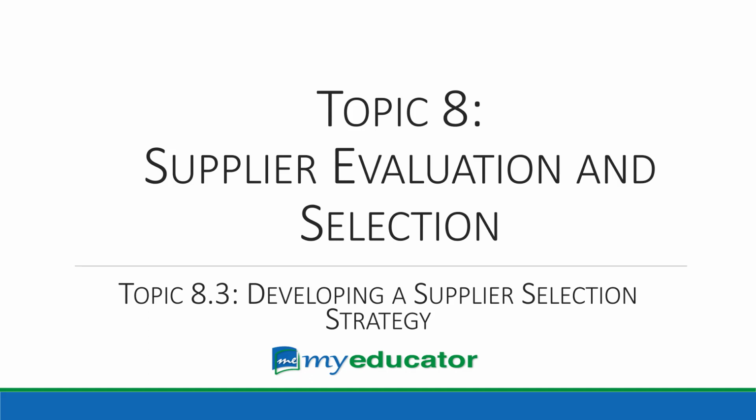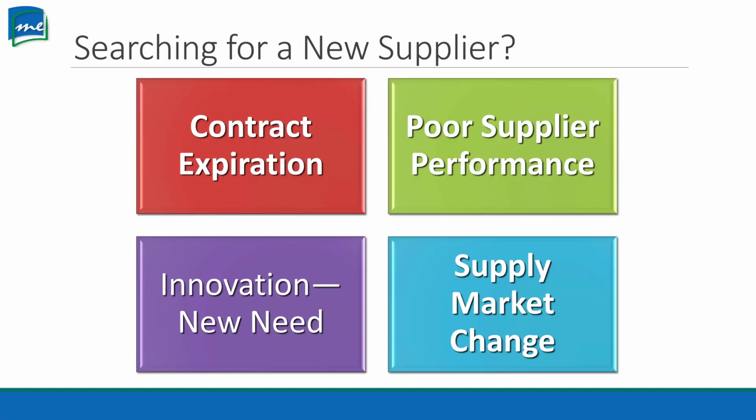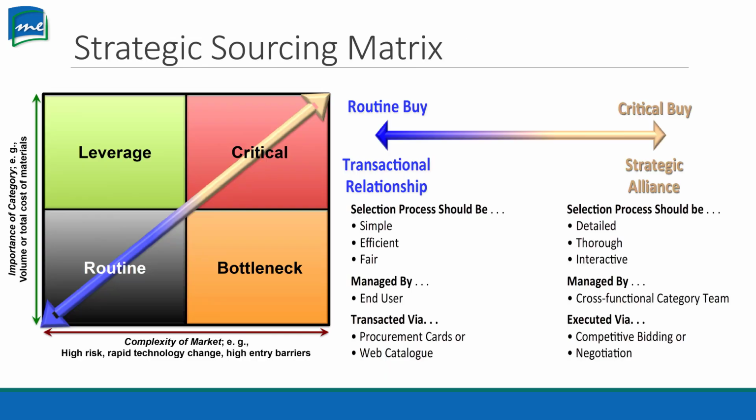So how do we develop a supplier selection strategy? Well, it's not as complicated as you think. First, we need to know why we need a new supplier. So that's usually the search for a new supplier. It could be because a contract ended, or the supplier had poor performance, or you have innovation where there's a new need, or a supply market change. All of these could be various reasons, and there's more reasons for getting a new supplier, but these are the major ones. So let's go ahead and move on.